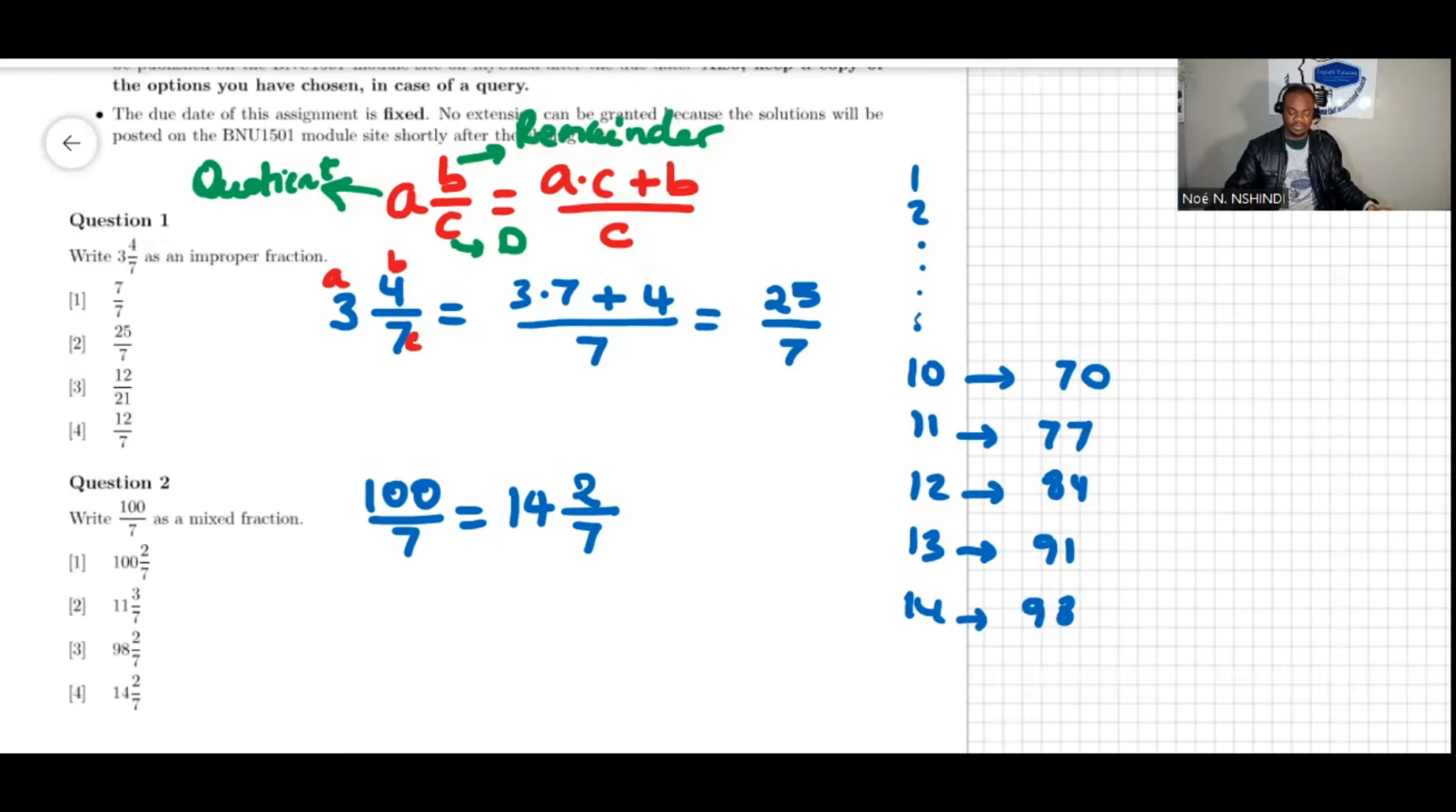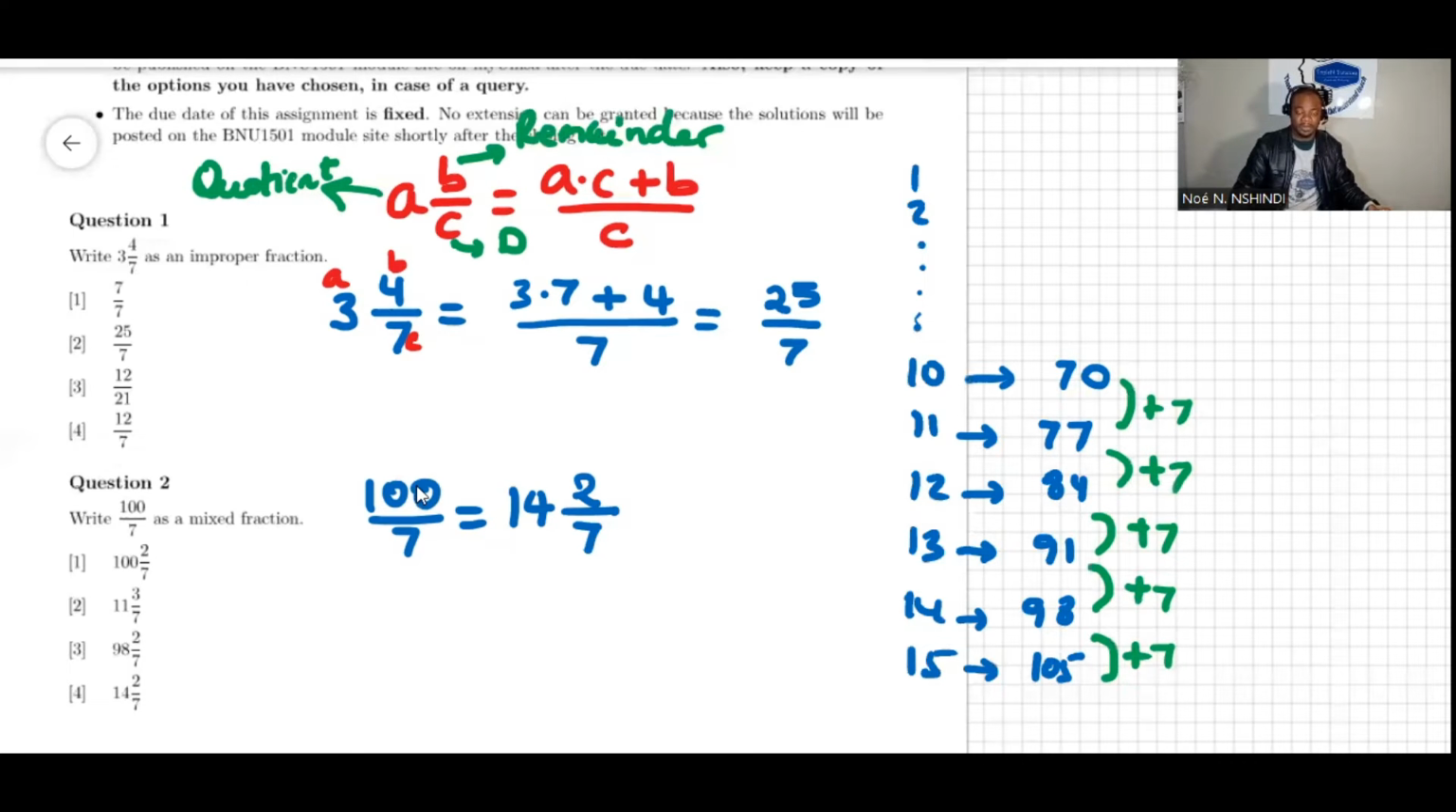Okay, so I cannot continue because if I say 15, I add 7 again, because over here we add 7 all the time. We plus 7, plus 7, plus 7 again. So if I plus another 7, I will reach 105, which is more than 100. So I cannot add this part here. So I stop at 14. Therefore, the quotient will be 14 here.